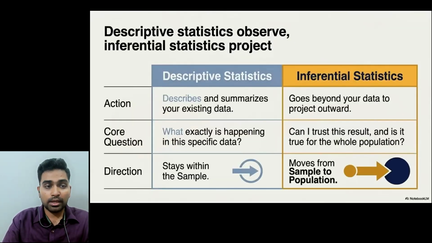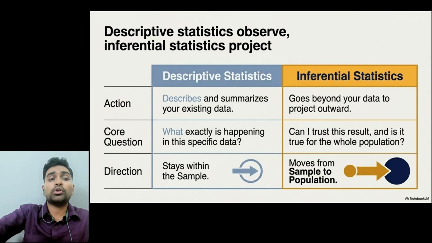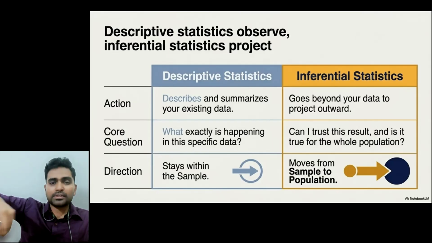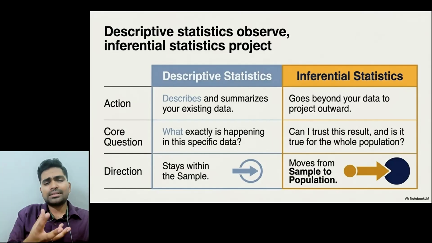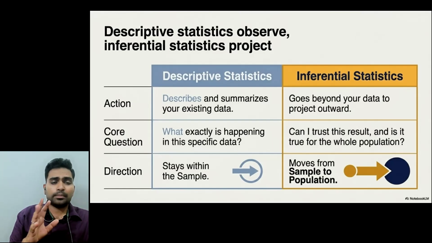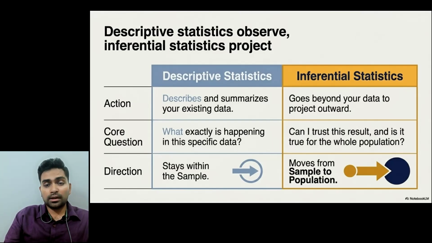So always remember this. Descriptive statistics is used to observe, describe, summarize your small group, your sample, your existing data. Inferential statistics always goes beyond your data. It tries to project this claim onto your larger group. So then the core question is, in descriptive statistics, you do mean, median, mode, standard deviation, mean deviation, all of that to understand what is happening in my small group. Suppose I'm only studying MSW students in Kristu Jayanti, what if I want to know what is happening with all the MSW students in Karnataka?